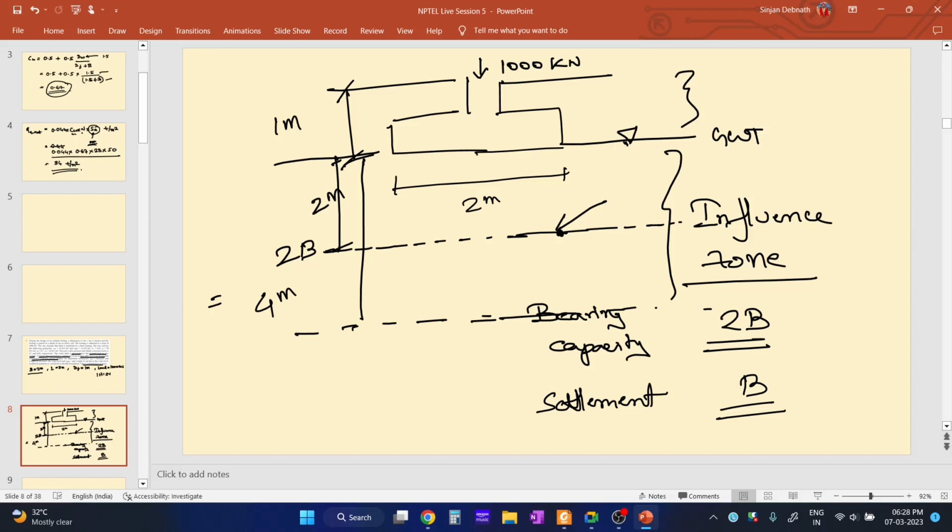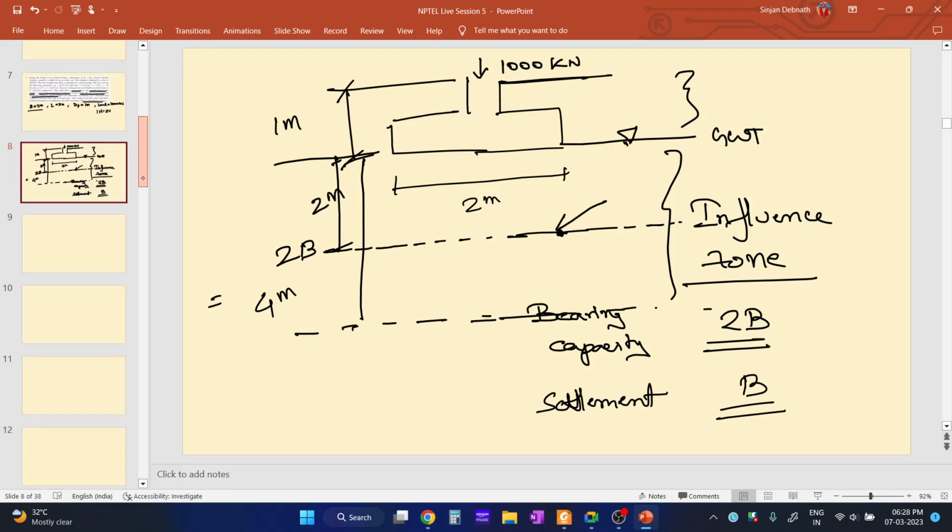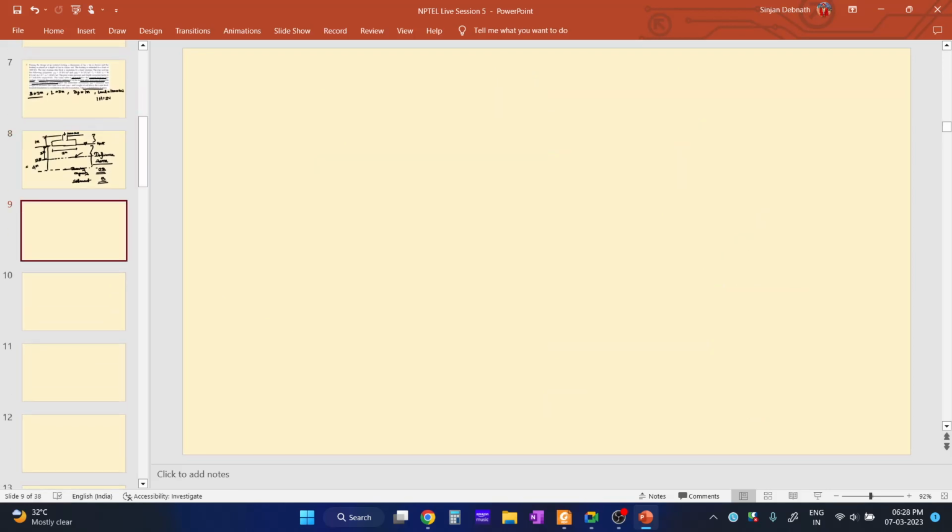So we need to find out the overburden pressure acting at a depth of 2 meter from the base of the footing, and also we need to find out the stress distribution due to this 1000 kilonewton. So let me just write it down. Let me just show you how to do that. First of all, let me find out the overburden pressure, that is P0, the effective overburden pressure.